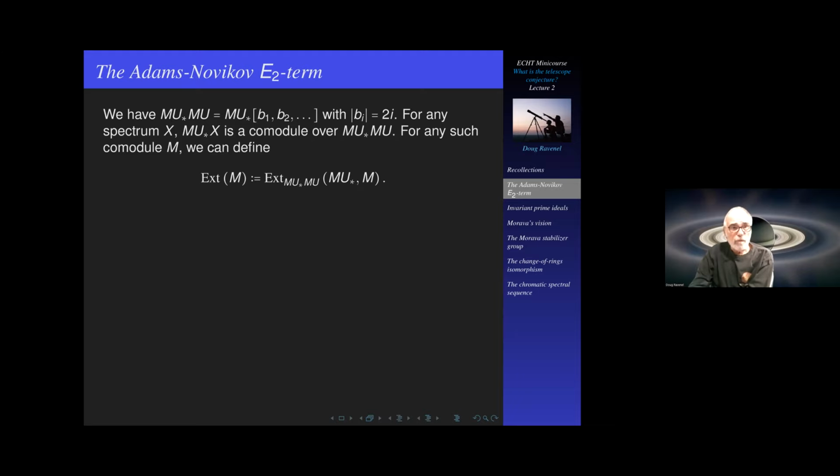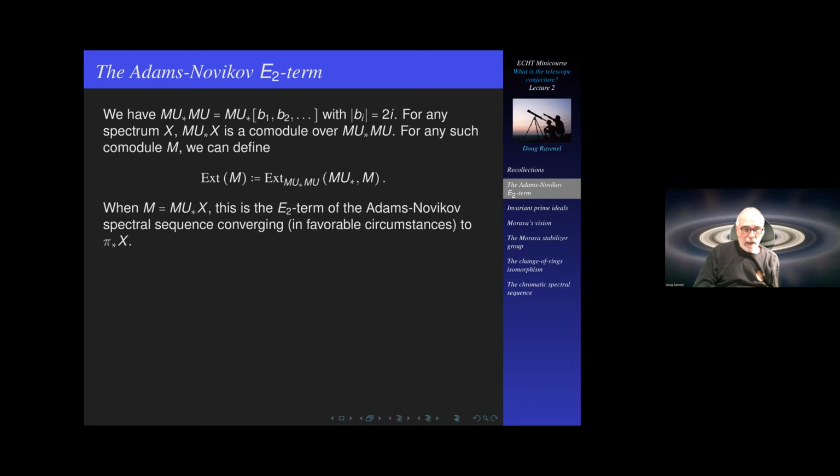So as I said, MU star MU is the polynomial algebra over MU star on those generators B_i. Now, for any spectrum X, MU star of X is a comodule over that gadget. And for any such comodule M, we can define an Ext group associated with it, Ext over MU star MU of MU star into M. Now, if M happens to be the MU homology of a spectrum X, then this Ext group is the E2 term of the Adams-Novikov spectral sequence, which converges in favorable circumstances to the homotopy of the spectrum X. So this is a tool for calculating the homotopy of a spectrum X, and it converges in many cases.